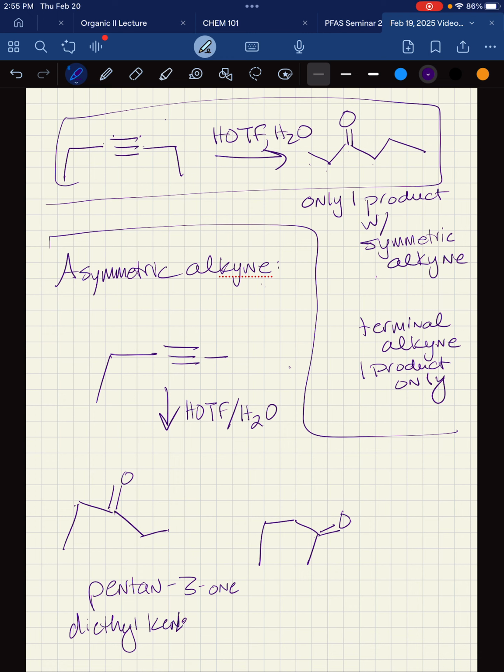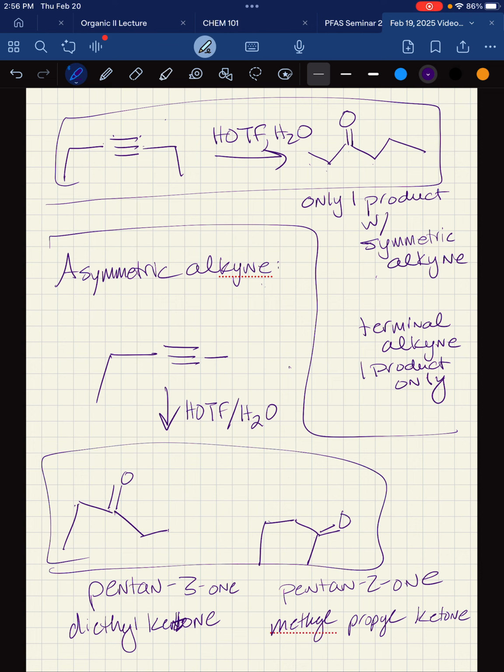Some of you may have had this one for your unknown in the unknown identification product. 1, 2, 3, 4, 5. So this would be pentan-2-one, or methyl propyl ketone. Some of you may have had that as your unknown.